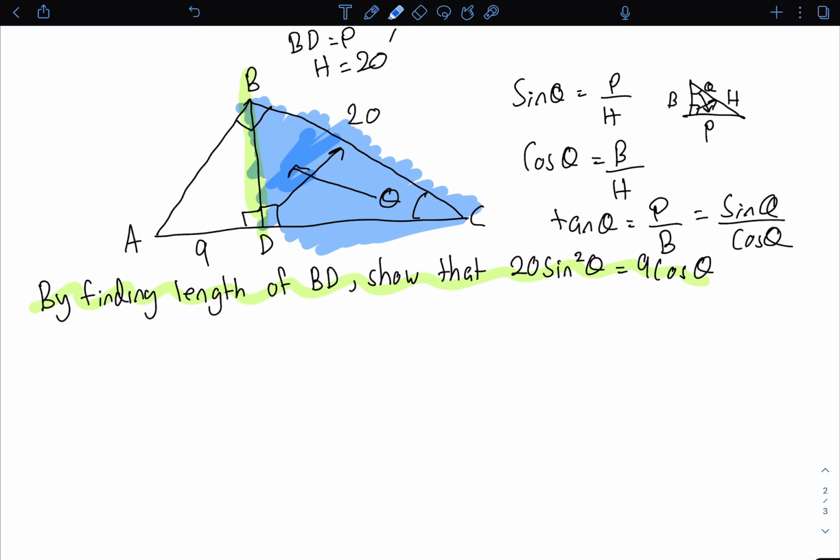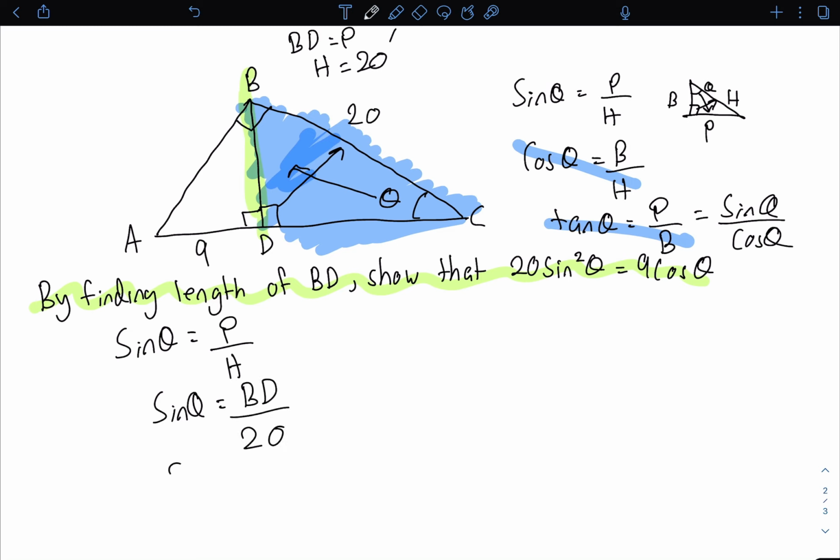Which of these equations uses one known and has the other unknown? We don't need cos here because that's base over hypotenuse, and we don't need to know the base. We can cancel tan theta because we know neither the base nor the perpendicular. So we're only left with sine theta. The perpendicular is BD, so sine theta is equal to BD over the hypotenuse, 20. So 20 sine theta is equal to BD. That's one value of BD.